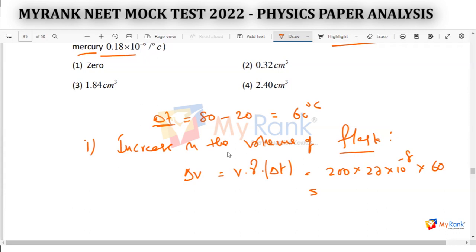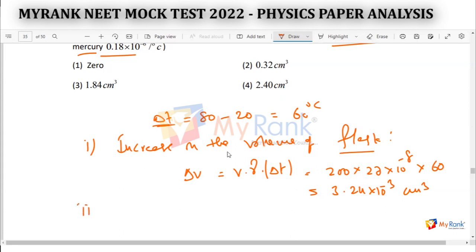So 2 sevens are 14. Okay, 54 into 6 is there. So this one will be like this, students. 3.24 here. Yes. So this results 3.24 into 10 power minus 3 centimeter cube.